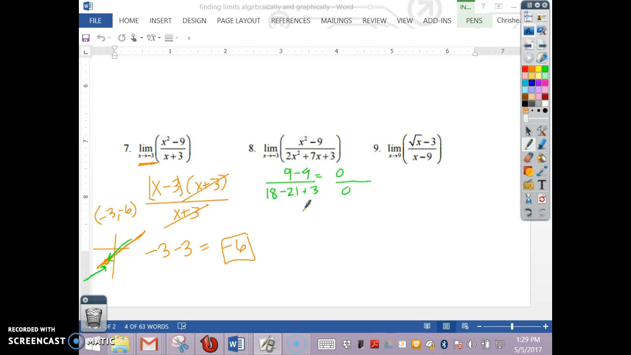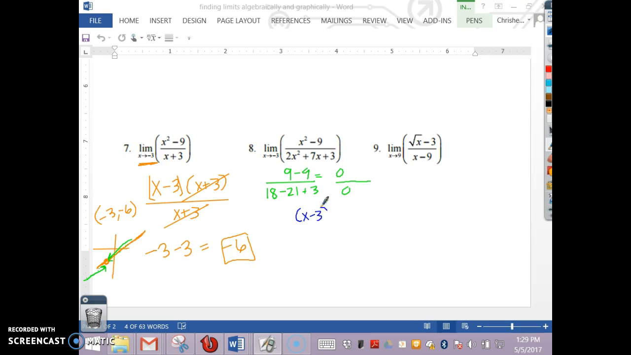So I'm going to need to factor this. Numerator's that difference of squares, x minus 3, x plus 3. And denominator, let's see, 2x and x, 3 and 1. There we go. Cancel, cancel. Let's see, plugging in a negative 3. Negative 3 minus 3 is negative 6. 2 times negative 3 is negative 6 plus 1 is negative 5. So 6 over 5.